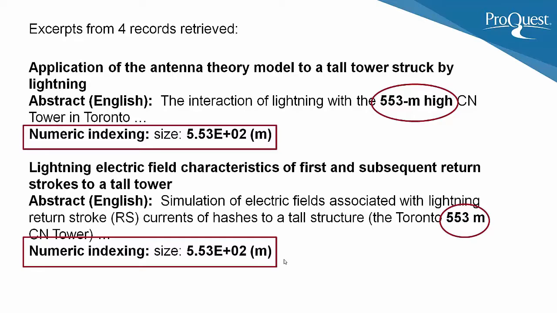As you'll see in these records, the numeric indexing field is a separate field all by itself, and it formats the numbers in the ways that we talked about before. But notice this reference to 553 meters, it doesn't spell out the word meter. It has this hyphen here, 553-M. We might not have been able to guess in advance that that's how they would format that number. But we didn't have to guess because we were using numeric indexing, and therefore we retrieved it automatically.